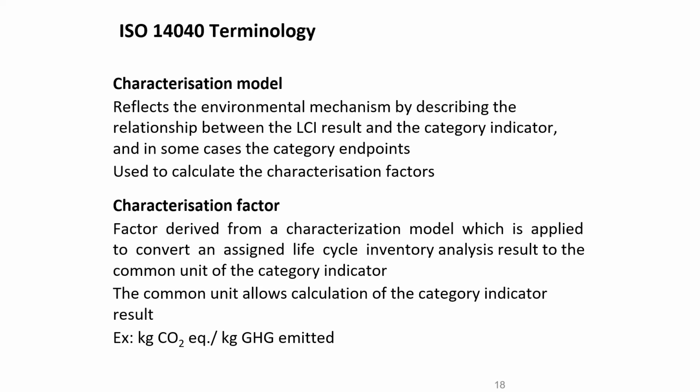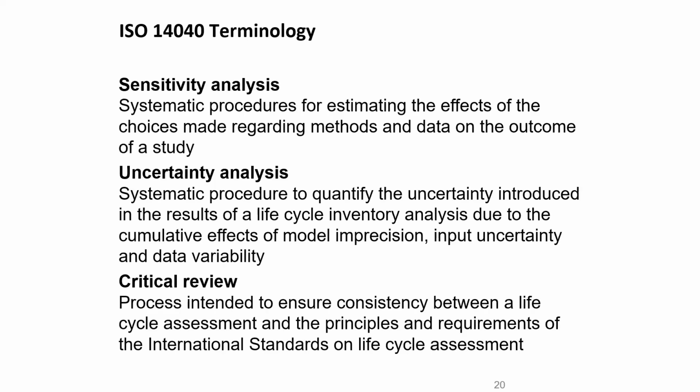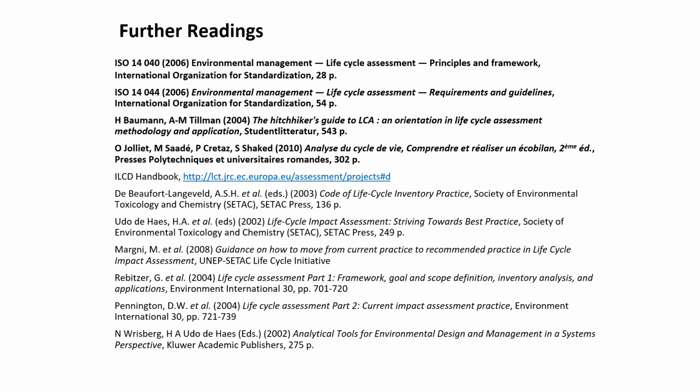The factor is derived from the model, where you convert an assigned life cycle inventory analysis result to a common unit. The common unit allows the calculation of the category indicator. Then you have a category endpoint, which is a human health or ecosystem endpoint. And then you go for sensitivity analysis, uncertainty analysis, and you review the LCI results. There is a lot of other reading material available if you're interested to read more about that.